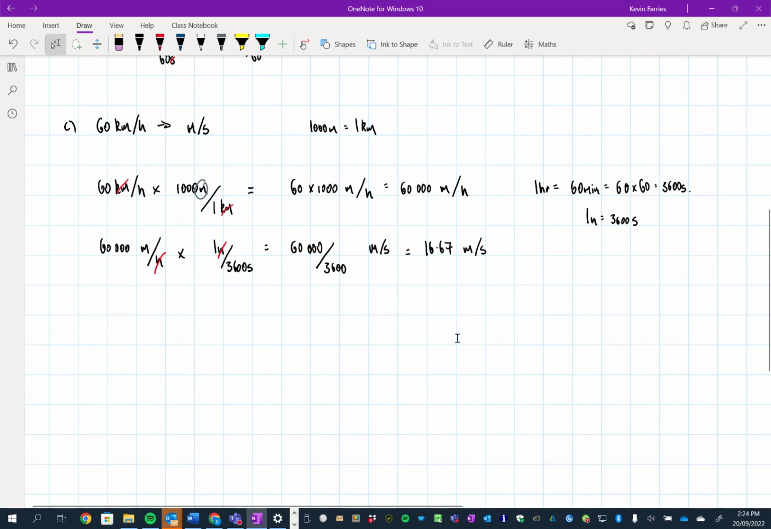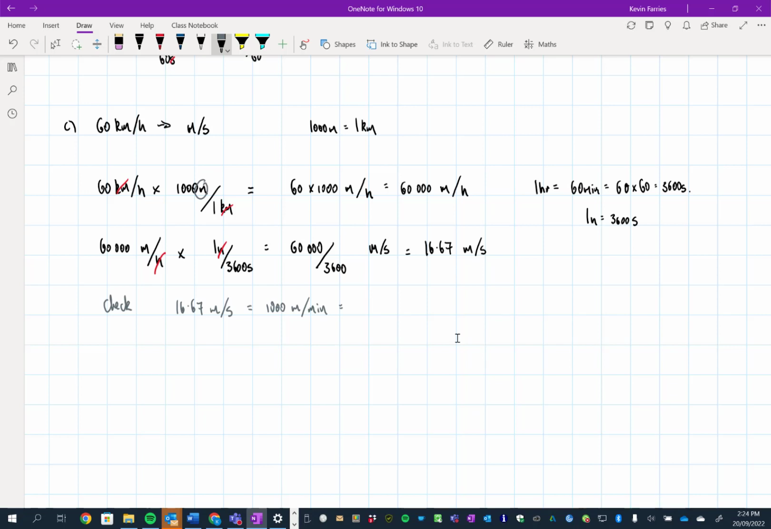Now we could do a quick check on that. So let's just check it in our heads. Let's call this a check on this one here. So we've got 16.67 meters every second. So every second it's going to go 16.67 meters. So every minute it's going to go 60 times that. So it's going to be 16.6, I'll do more accurate, lots of 6s and a 7, times 60 will give us meters per minute. So that's about 1,000 meters per minute, so every minute it's going to go 1,000 meters.